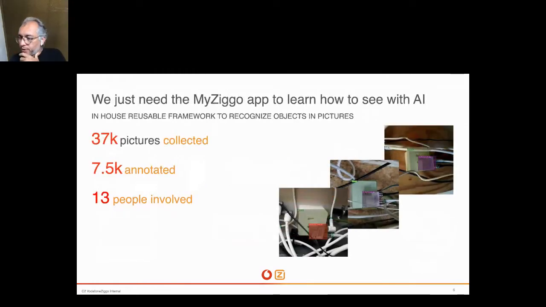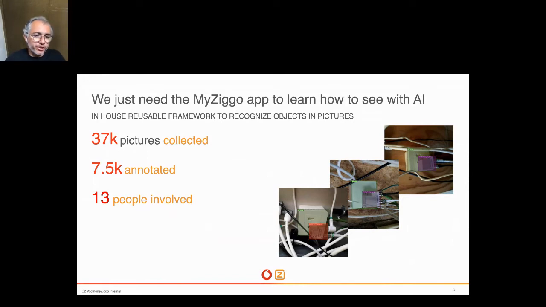So, in order to do that, we got a very nice case at our hands. We explained to the business, it's all working. It should be fine, or it should work, right? But what do we need to actually make it happen? So to make it happen, we need pictures, of course.